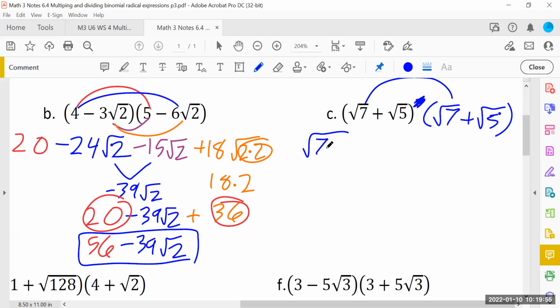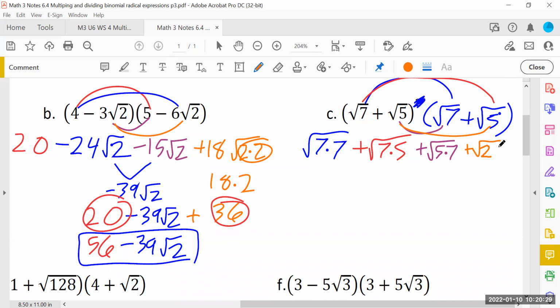So I get square root of 7 times 7. Then root 7 times root 5. 7 times 5. Then another root 5 times 7. And last but not least, root 5 times root 5. Are we okay there?